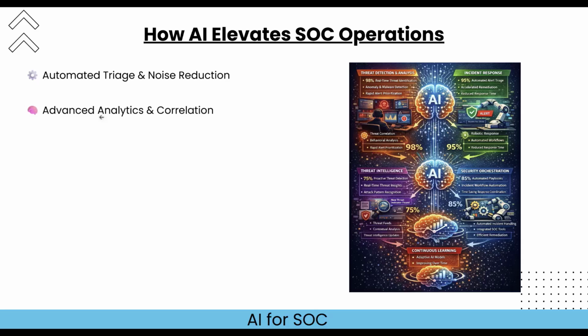The next area where AI helps is advanced analytics and correlation. Correlating various logs or events is necessary in order to identify whether there is a security incident or not, or whether there is a security threat present in the system or not. Now, if we perform correlation manually, it is going to take a lot of time.